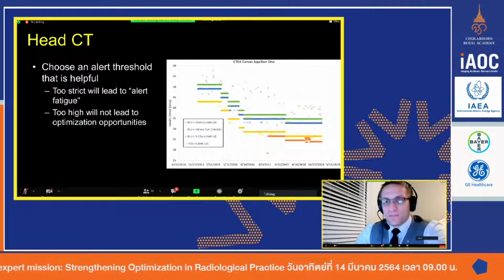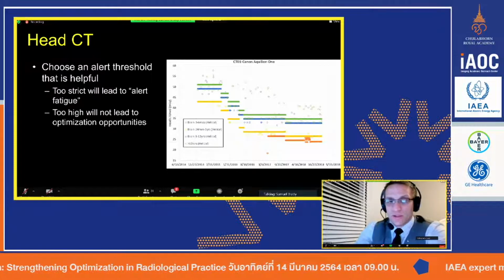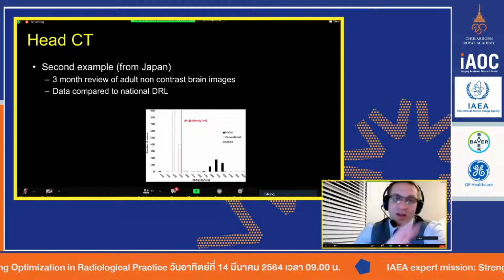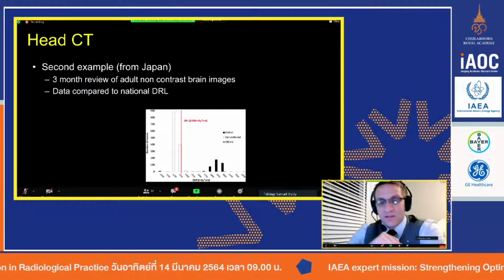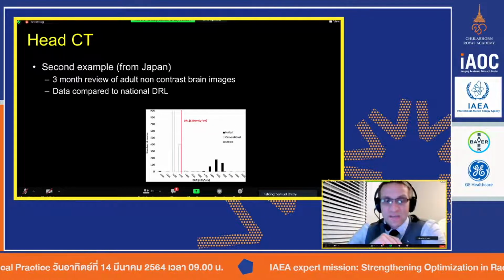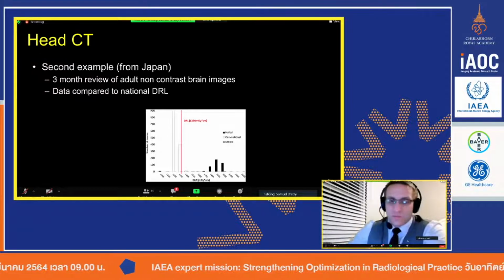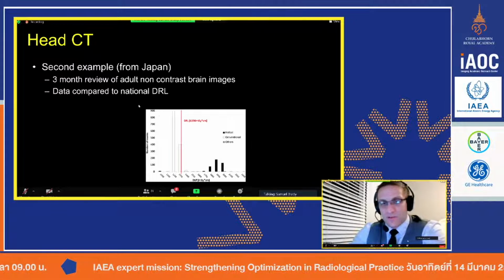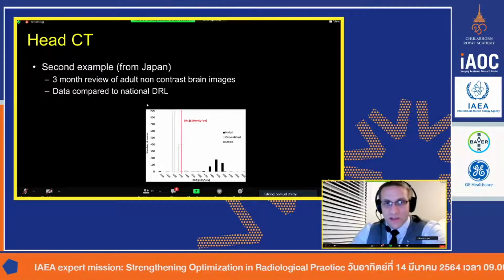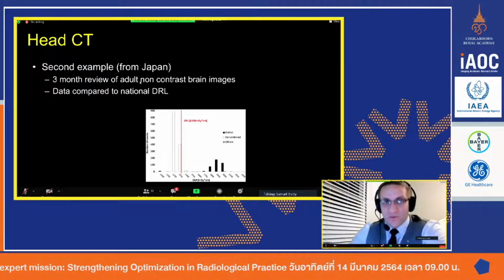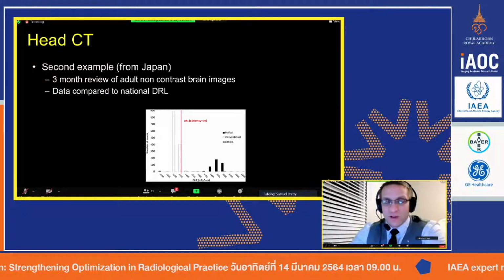And from that, you can then select your alert levels. All right, second example, maybe something a little closer to your home. In Japan, back in 2016, they had several hospitals that were doing routine head exams. This is for adults, non-contrast adult brain imaging.